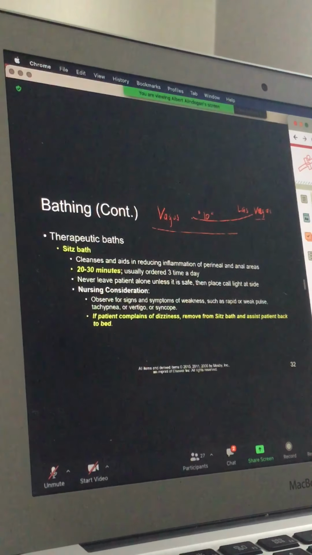That means if the patient complains of dizziness, remove that patient right away from the sitz bath and make sure you put that patient into bed. Why? That means you have activated the vagus nerve. That can lead to a massive dilation of the vessels and a drop in blood pressure. Your patient can fall, your patient can lose consciousness. So very important. If you activate your vagus nerve, that can lead to vasodilation and a drop in blood pressure.